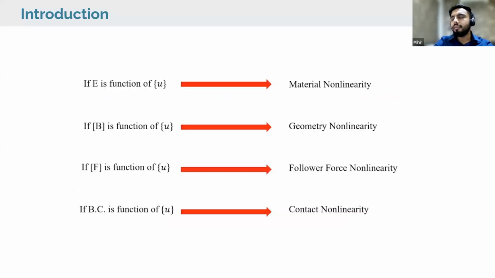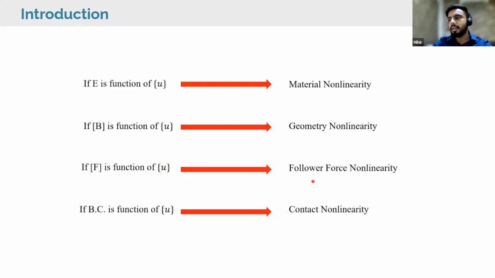If we summarize the different nonlinearities that we discussed: if E, the modulus of elasticity, is a function of deformation, then it is material nonlinearity. If our stiffness matrix is a function of deformation, then it is geometric nonlinearity. And if our force is a function of deformation, then it is follower force nonlinearity. This is another nonlinearity where the force coming in is dependent upon the deformation. Another example of this is P delta analysis, where additional forces come into the picture due to the deformation.